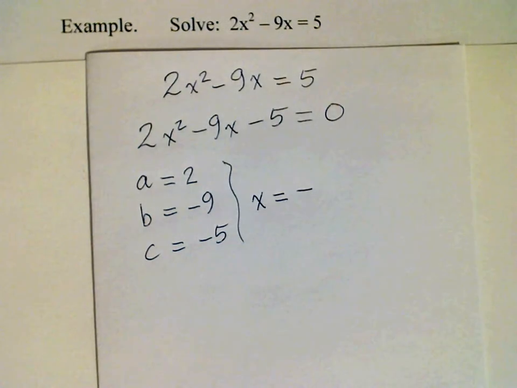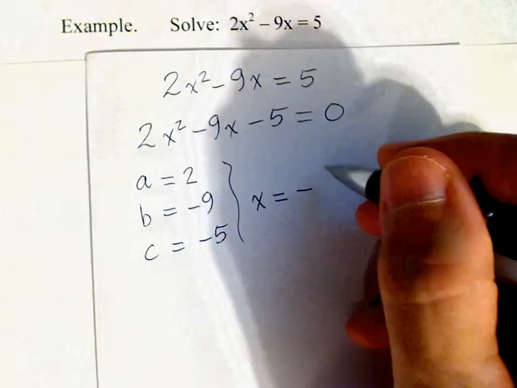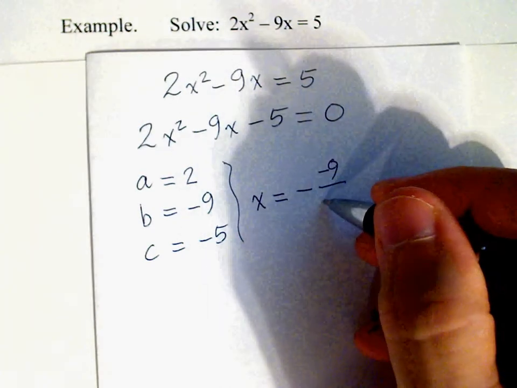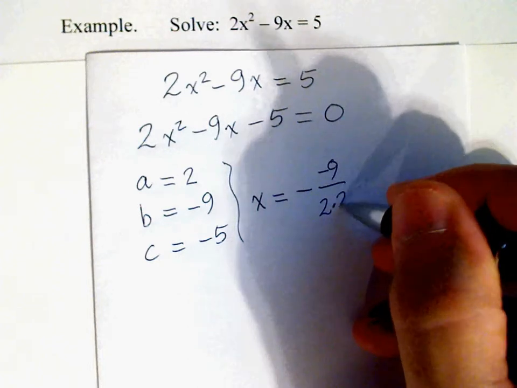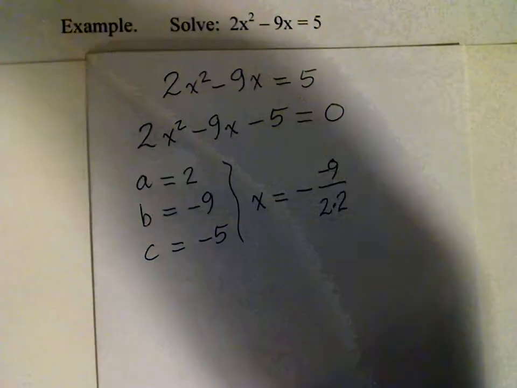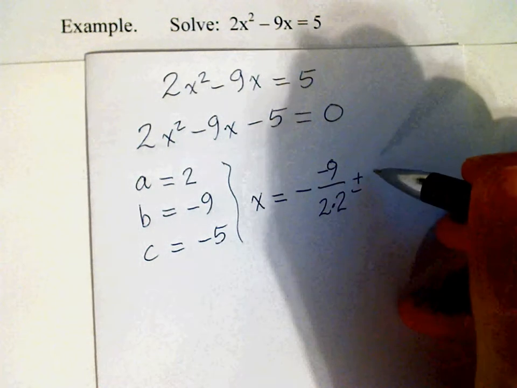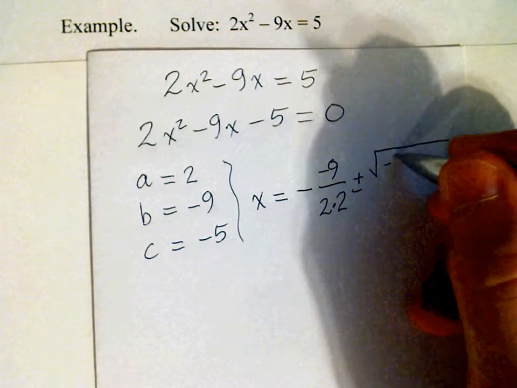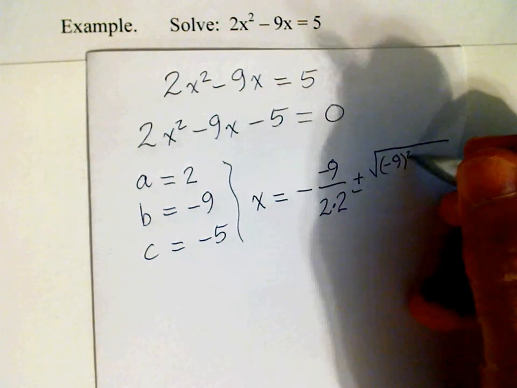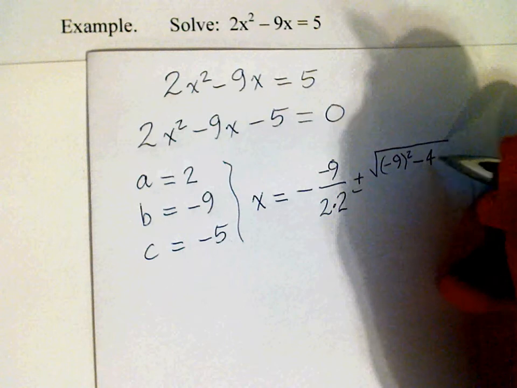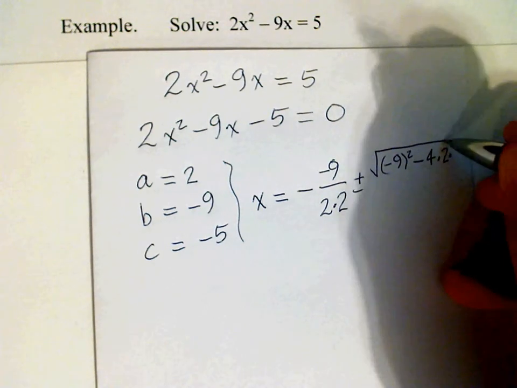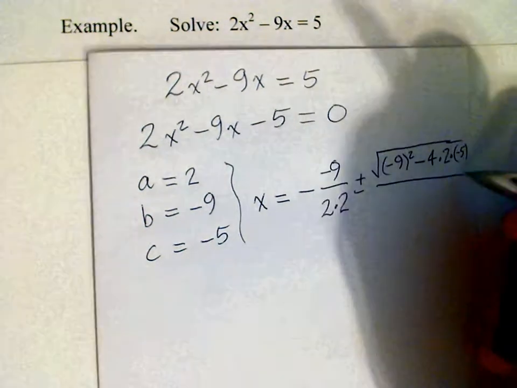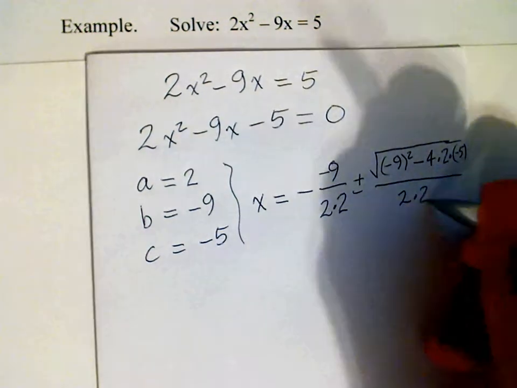Okay, the quadratic formula starts off with a negative sign, and then B is negative 9, and then 2 times A is 2. Plus or minus, and then we have a radical b squared, negative 9 squared, and then minus 4 times 2 times a negative 5. And that has to be divided by 2 times 2.